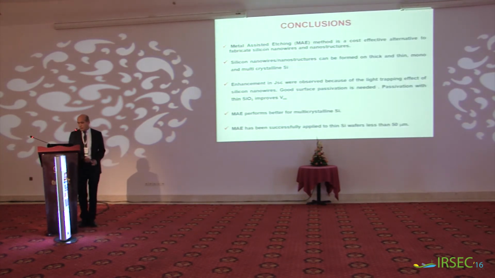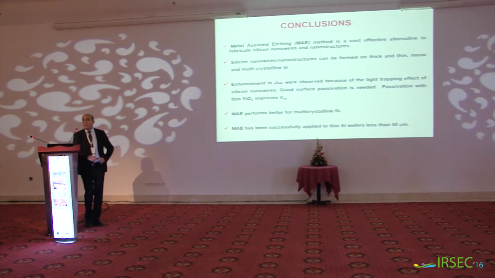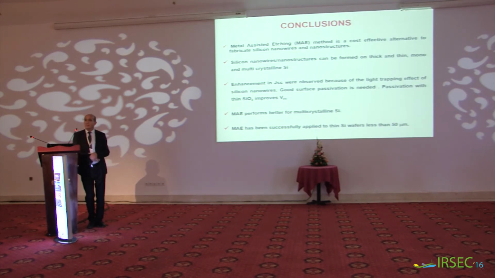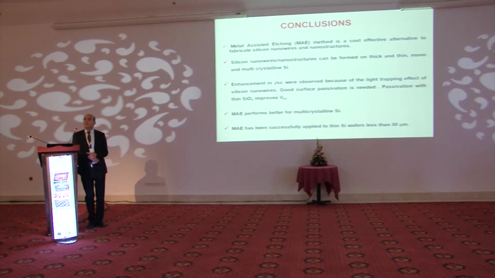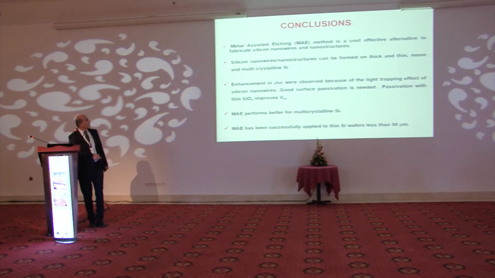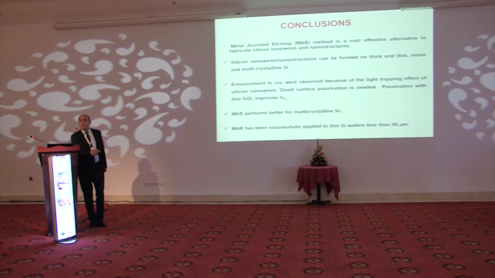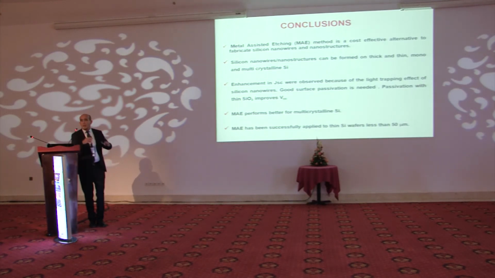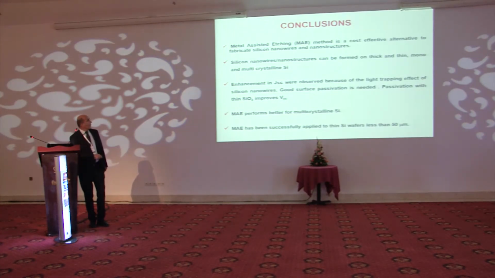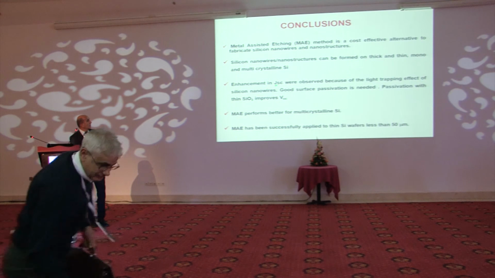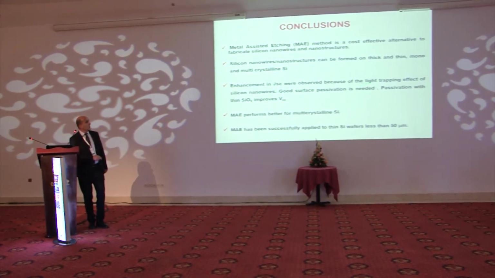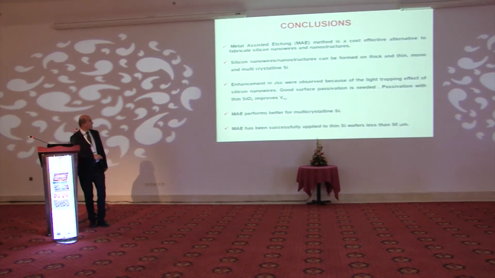Okay, so I come to the conclusion. The metal assisted etching is an easy, industrially applicable way of structuring the surface, and it can be adapted easily to industrial lines. Different structures can be made on silicon: nanowires, nanostructures, pyramids. This depends on your optimization of chemistry and other things. And we observed an increase in the short circuit current. And this is because of the light trapping effect of the nanowires.